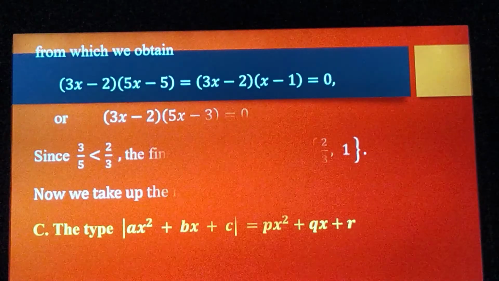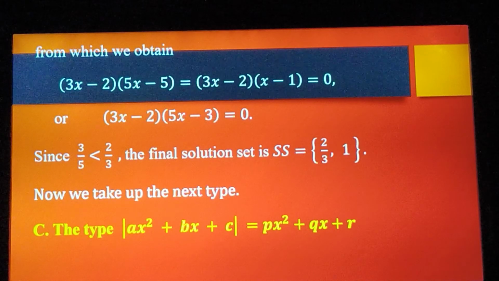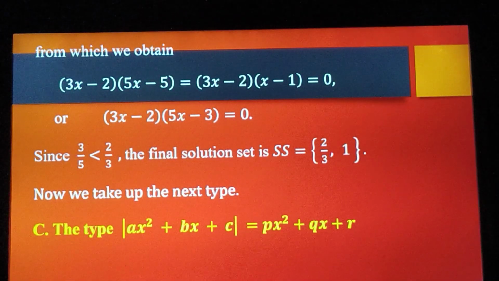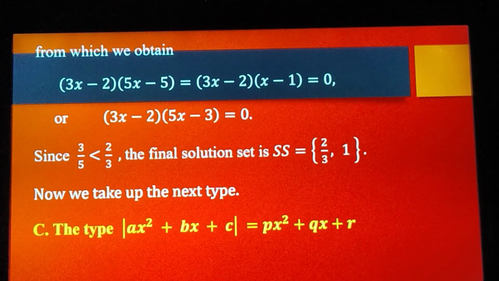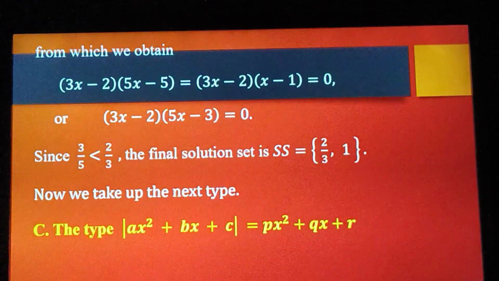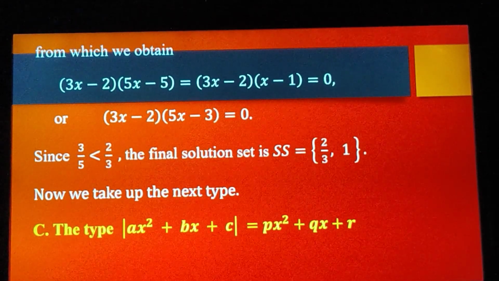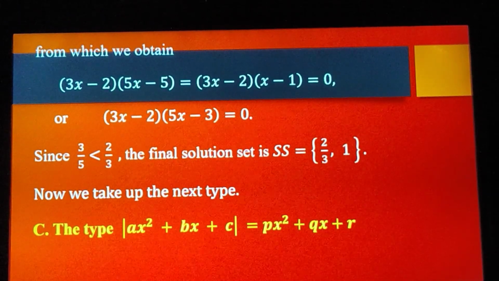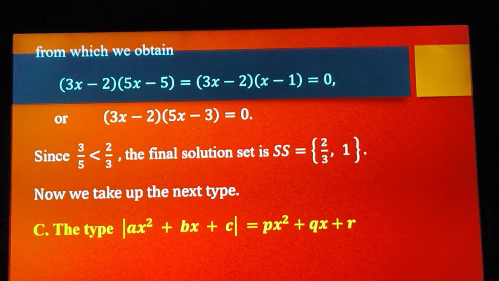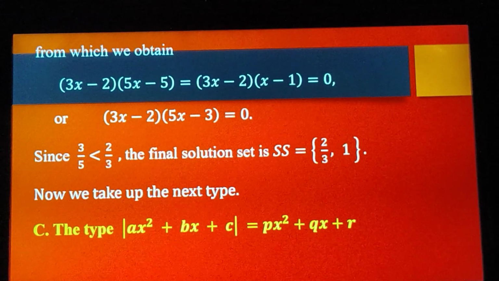From which we obtain these two equations, 3x minus 2 times x minus 1 equals 0, and 3x minus 2 times 5x minus 3 equals 0. So there are three solutions. However, since the solution 3/5 is less than 2/3, then the final solution set is the set containing only two elements, namely 2/3 and 1.